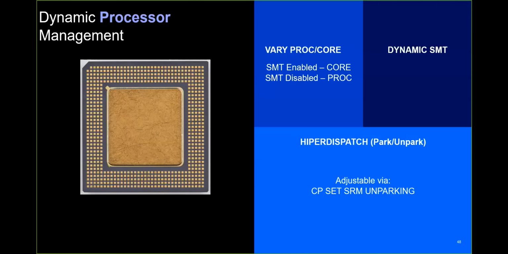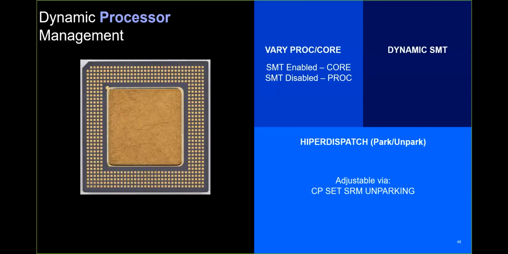We'll start with looking at this from a processor standpoint. Right, so there's a lot of different ways that you can manage the CPU resource dynamically without requiring a re-IPL. We have this idea of varying on a processor or varying off a processor or a core of processors.